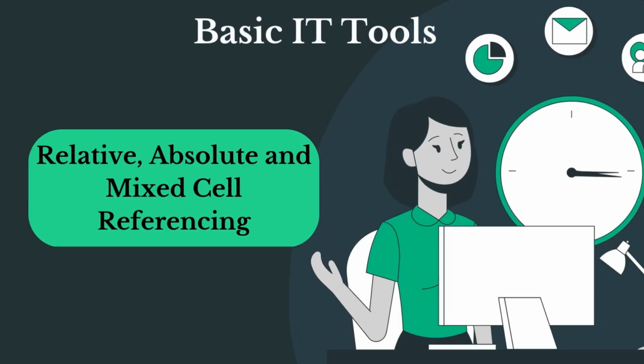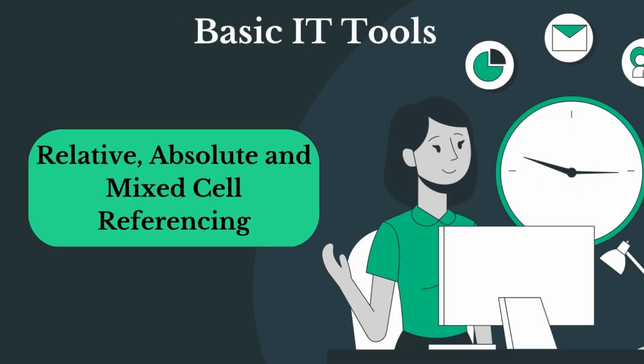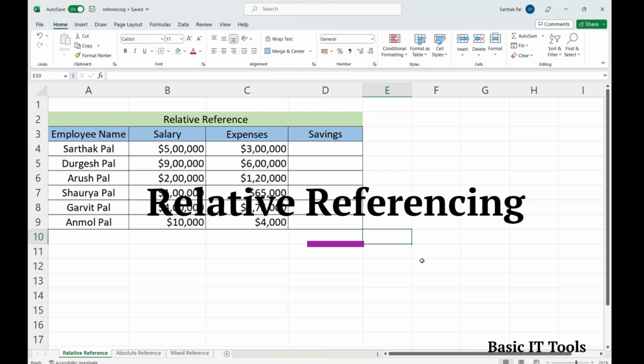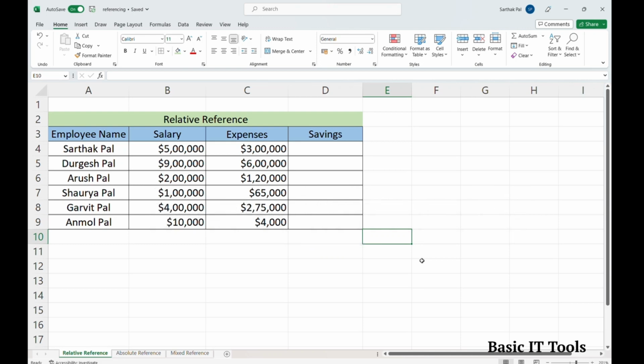In this video, we will discuss relative, absolute and mixed cell referencing in formulas. Let's start with relative referencing. For this, I have some data: employee name, salary, expenses and the savings. I can get the savings if I subtract expenses from salary. How do I do that?